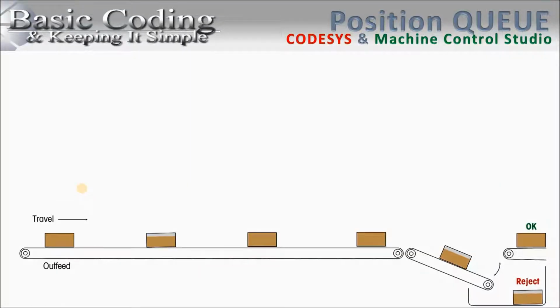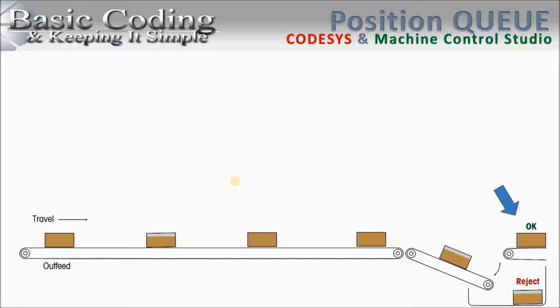Alright, to explain why position Qs are great and why you might want to consider them, I'm going to use the illustration here on this page. This illustration is of a rejection line. It's a type drop conveyor. Most of you guys know what a drop conveyor is or a rejection line, but for those who don't, I'm going to describe it shortly here.